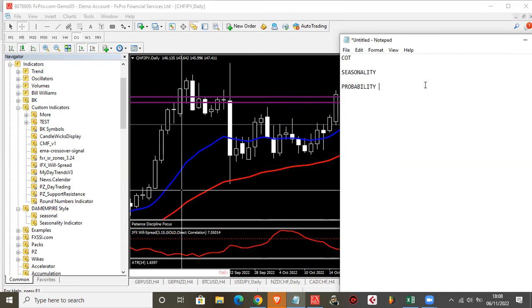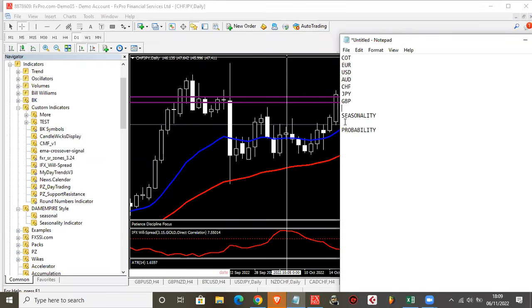So I'm just going to list the assets. The first one I want to look at is Euro. I want to look at USD, AUD, CHF. Then we're going to go JPY, GBP. Okay, GBP is a bit iffy at the moment, but nevertheless, we're still looking into it. Let me increase my mic a little bit just in case people can't hear me properly.